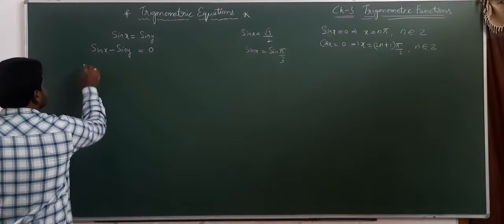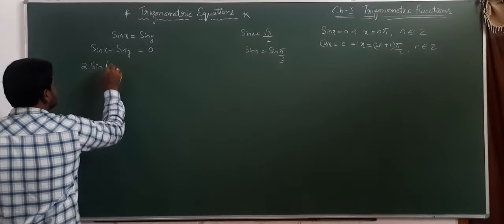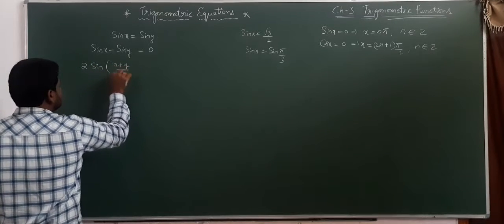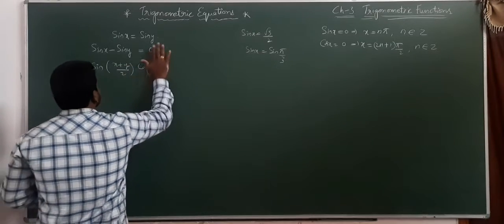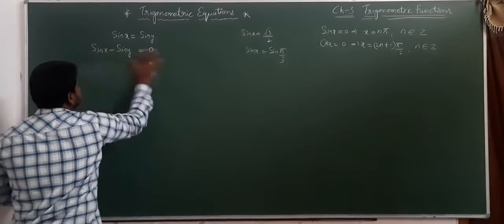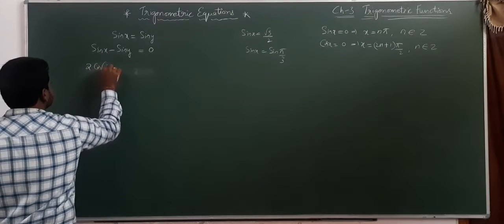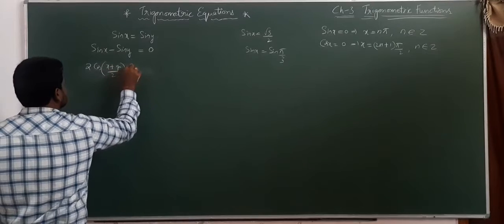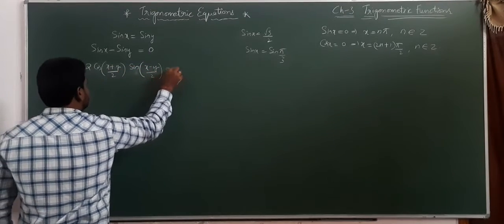Remember that. That is 2 sin of (x plus y) by 2 into cos of (x minus y) by 2. Sorry, that is for sin x plus sin y. If sin x minus sin y, it is 2 cos of (x plus y) by 2 and sin of (x minus y) by 2, which is equal to 0.